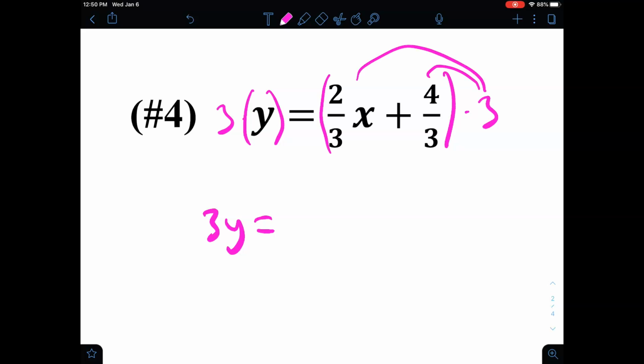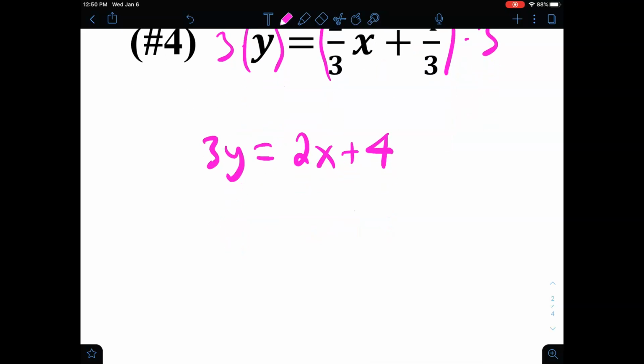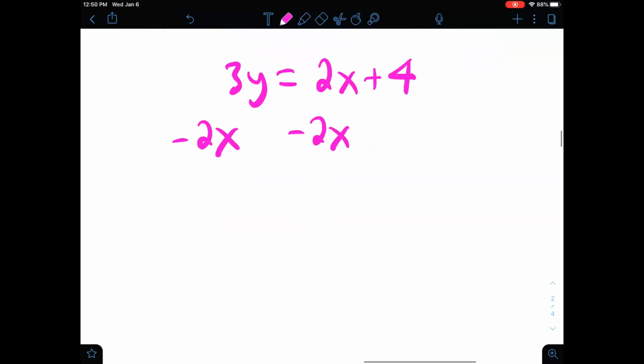We're going to get 2x plus 4, right? If you multiply and divide by 3, they cancel out. That's why we did that in the first place. Okay? All right, now I want to get x and y alone on the same side. What I'm going to do this time, I'm going to subtract 2x from both sides to get x and y on the same side. And then I'm going to have negative 2x plus 3y equals 4.